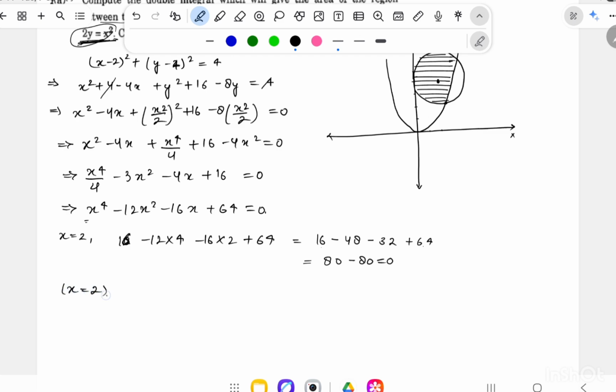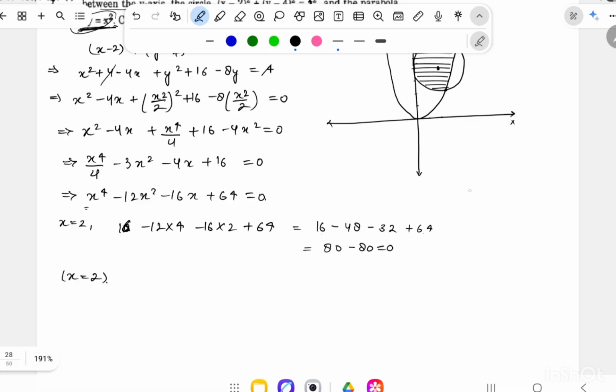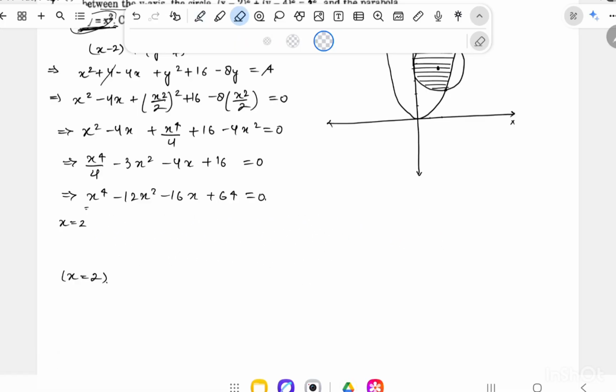And if I simplify it, x equals to 2 is one root, and the other we can evaluate by dividing this equation by x minus 2, that is minus 12x square minus 16x plus 64.